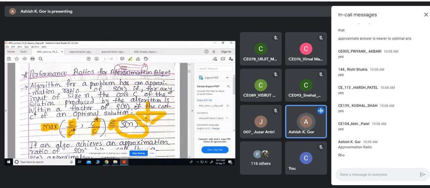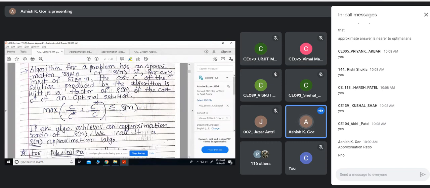Okay, don't worry, we will see this. What is this? This is a ratio, C upon C star and C star upon C. These are the two values. And I find the maximum of that. And that should be less than or equal to some rho of n. So now you can see rho is like a function of n, as n means input size.